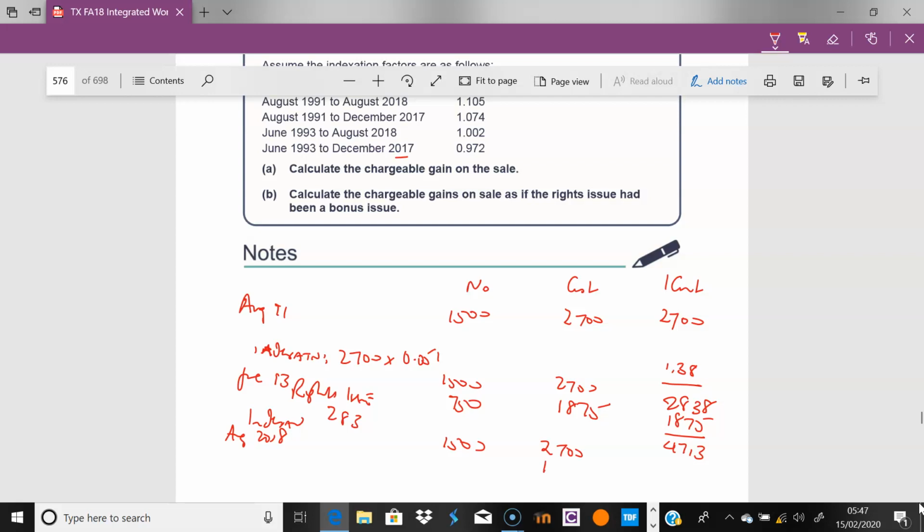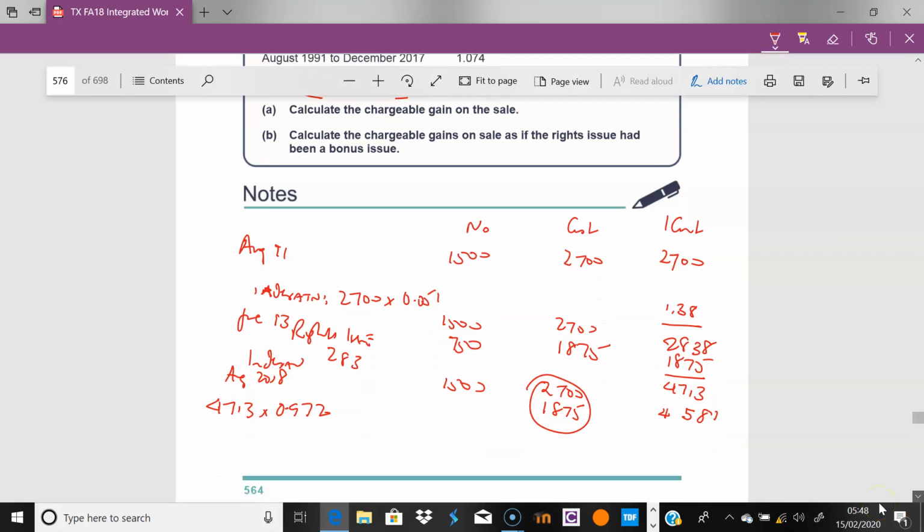So now I'll just put all that together. So all that really is the cost of the thing, and so I will index this 4,713 from June 1993 to December 2017. So 4,713 times 0.972, which is the indexation of this all the way till December 2017, will take us to 4,581.